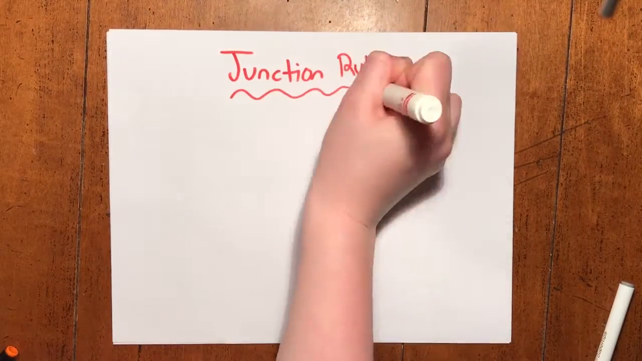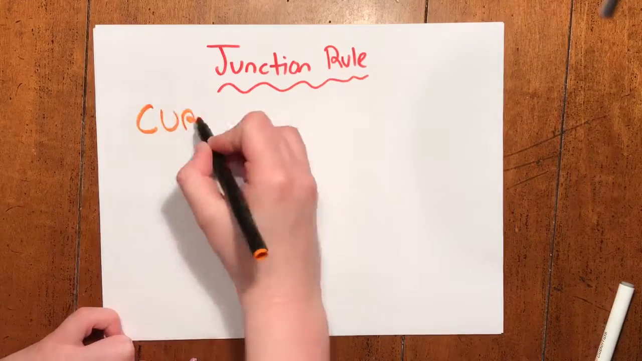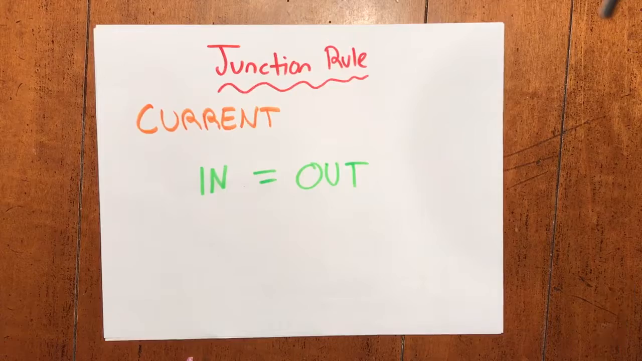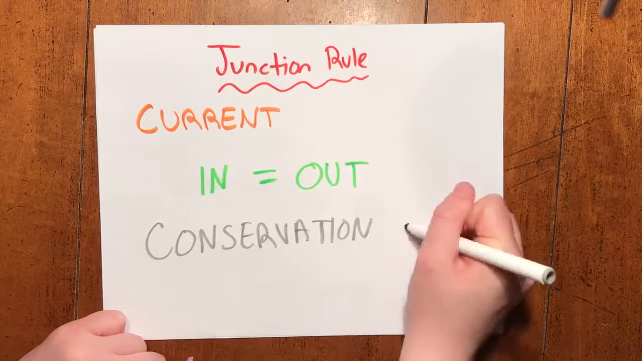The junction rule explains the role of current in a circuit. At a junction, the total current flowing in must equal the total current flowing out. This is explained by conservation of charge.